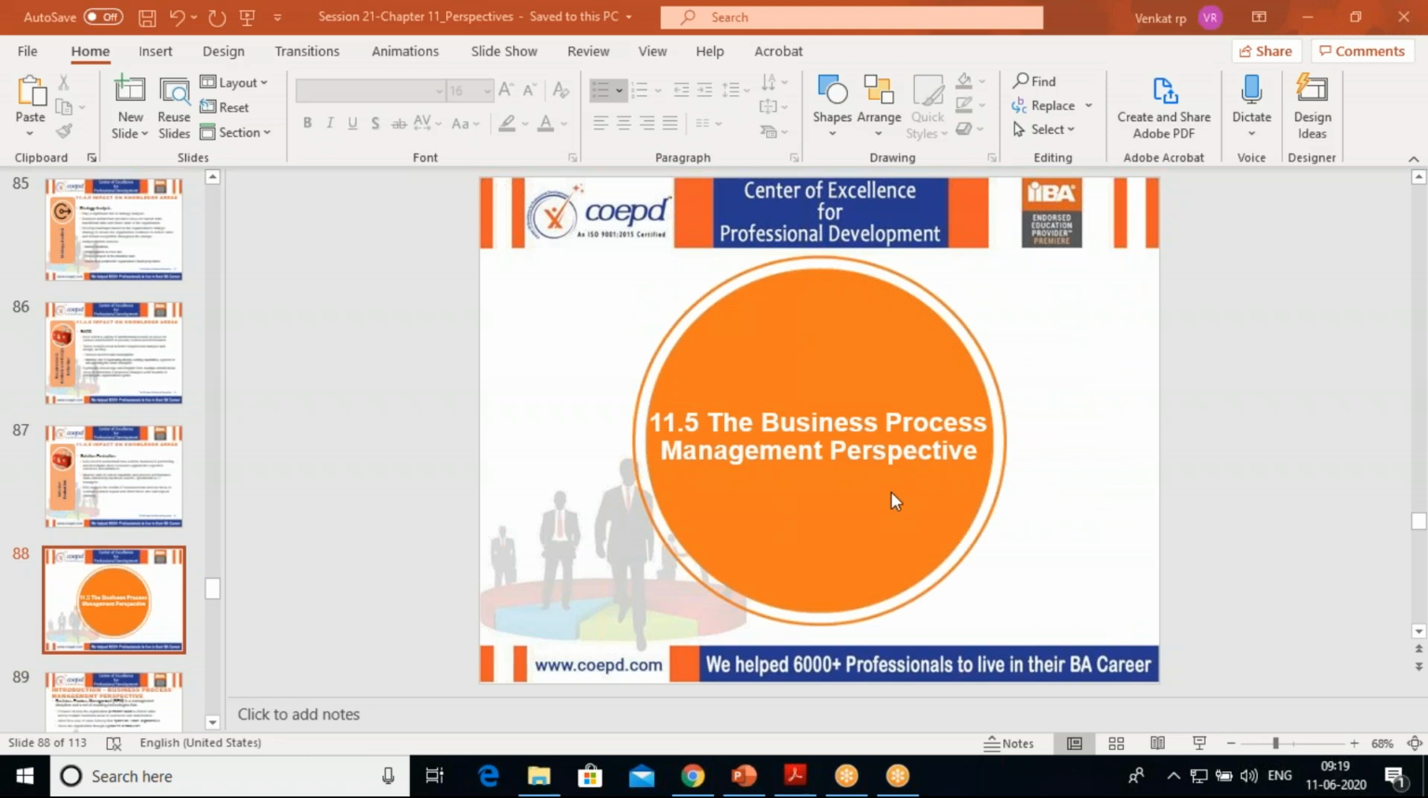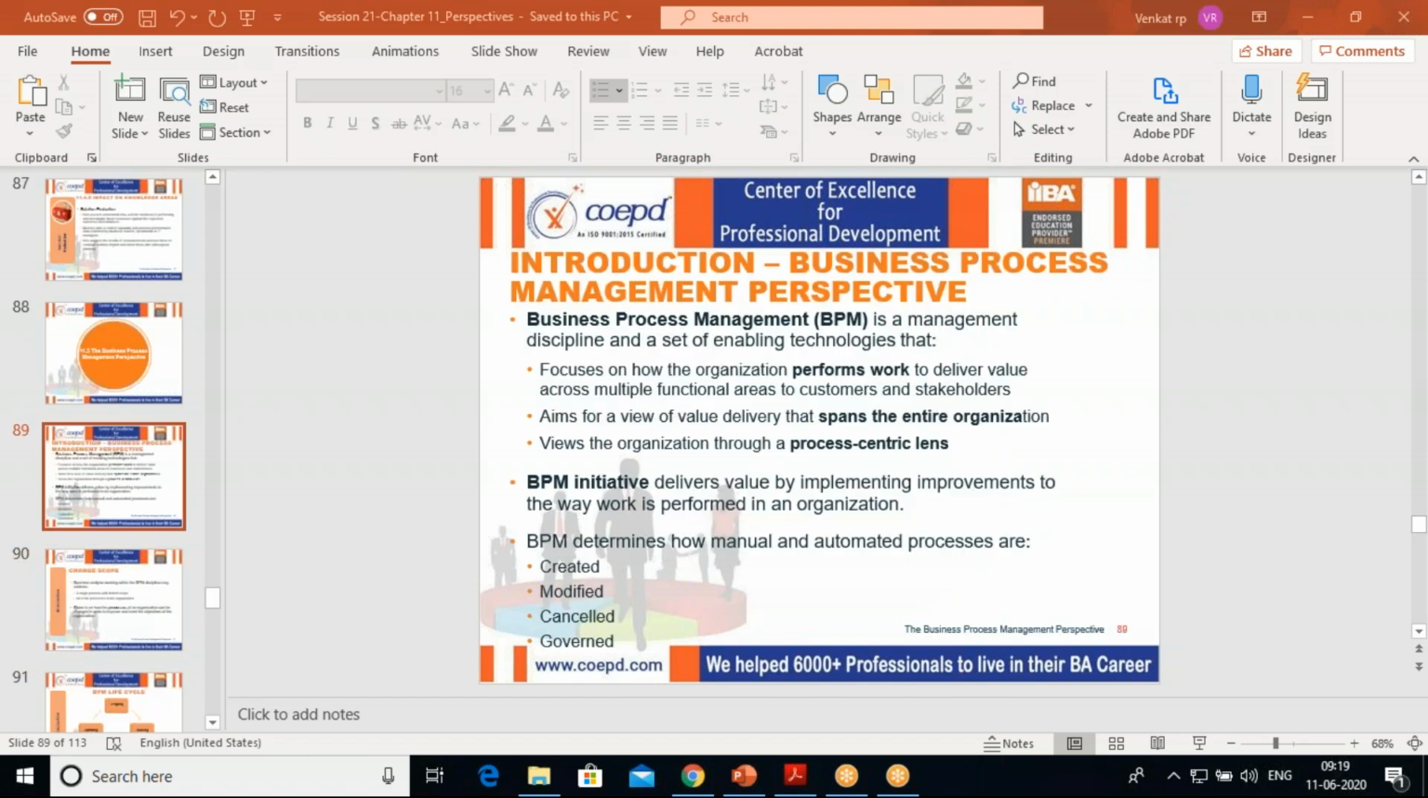Then the business process management perspective: the process already exists, and you're trying to work with it, add value to it and improve the process. Generally, what we do in the present job is only this. You work on IT, you work on non-IT, you work on any process, and you are considered a business process management business analyst. That is what we are.